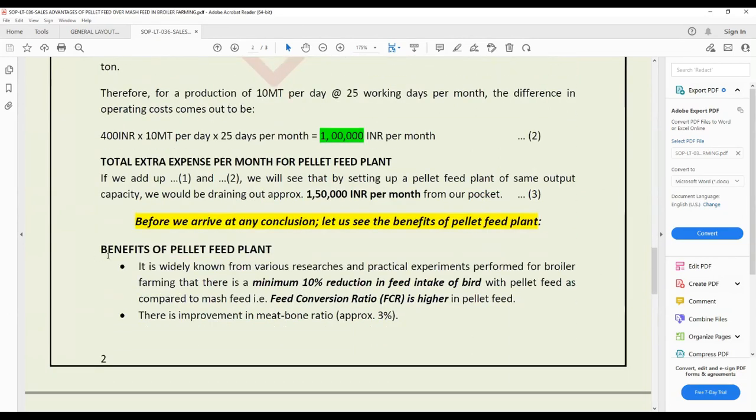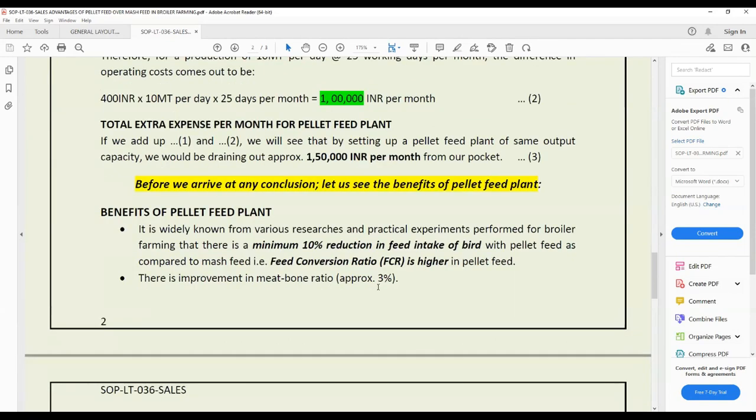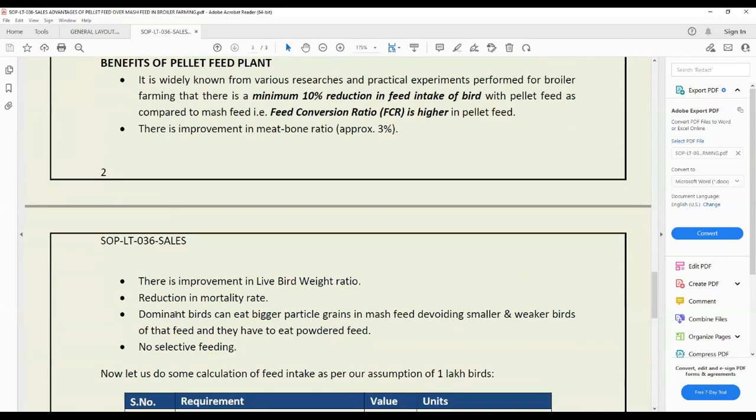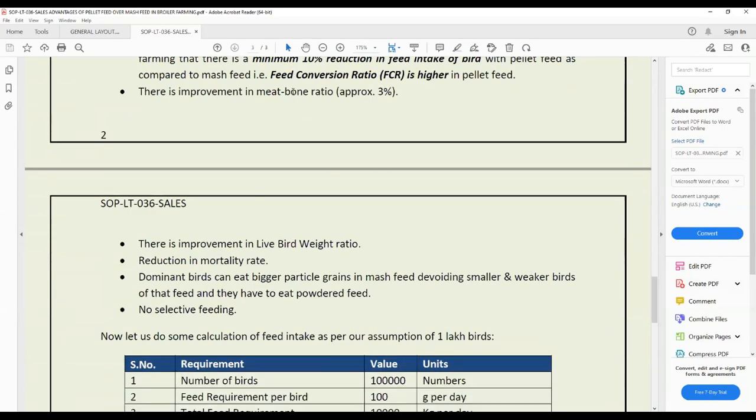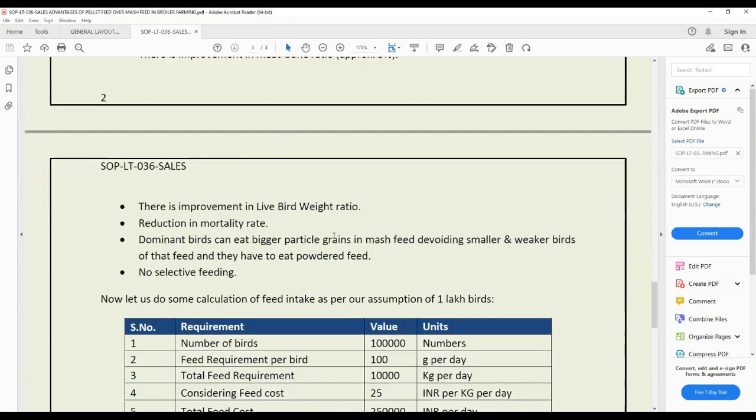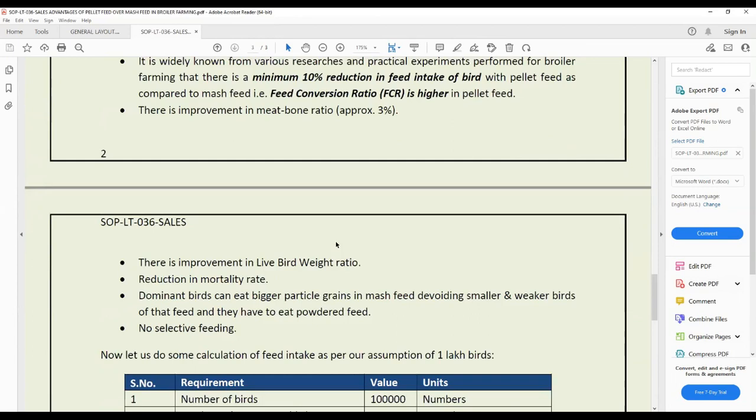We have feedback of 10% reduction in feed intake of the bird, 3% improvement in meat to bone ratio, and improvement in live bird weight ratio and mortality rate. We ignore all the benefits. We just calculate the 10% FCR difference. Even from our feed mill in Pune, they are using our mash feed with the same formulation, same weather conditions, same farm size, with an FCR of 1.72. With the pellet feed, their FCR goes down to 1.56.